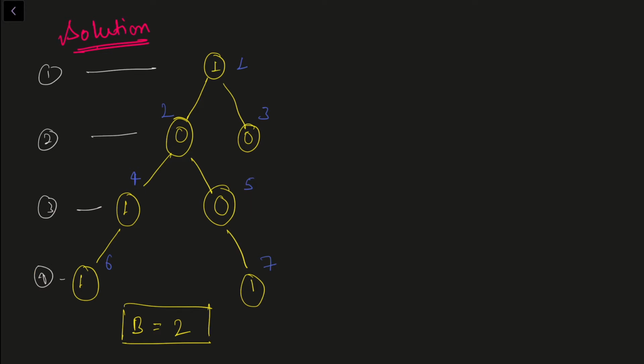Now after this, our b is 2. Now let's say we have any node. Let's say I am talking about this node right now, which is currently at level 3. Then I need its parent, which is at level 3 minus b, that is 3 minus 2, equal to first level.